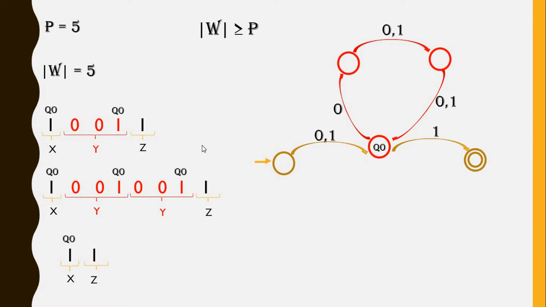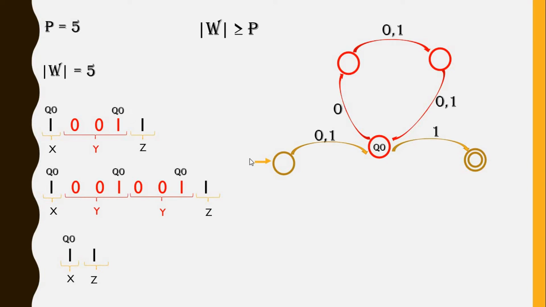You can see here that we visit Q0 for the first time on getting input 1. Then we process 0. We process 0. And then we process 1. And we hit Q0 for the second time.